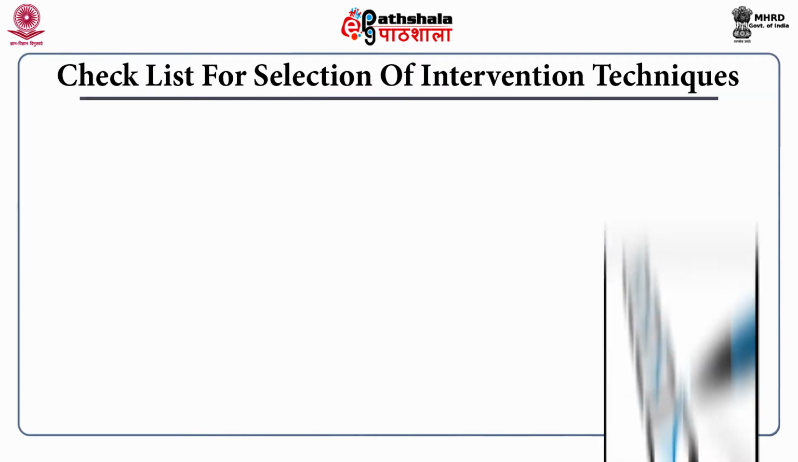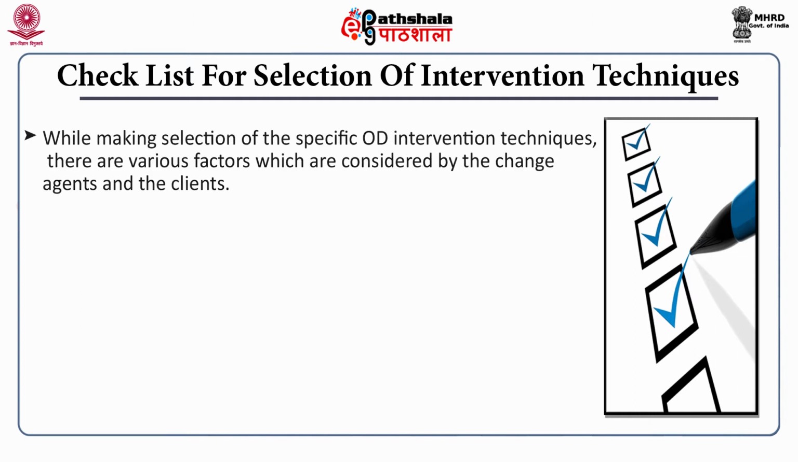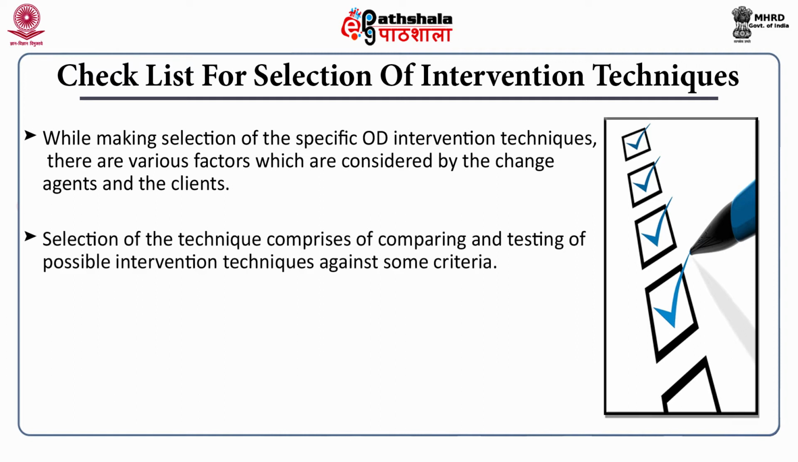Checklist for selection of intervention techniques. While making the selection of specific OD intervention techniques, there are various factors which are considered by the change agents and the clients. Some of them are the nature of the problem, objectives of the change efforts, cultural norms of the client system, and the expected degree of resistance. Selection of the technique comprises comparing and testing possible intervention techniques against some criteria.